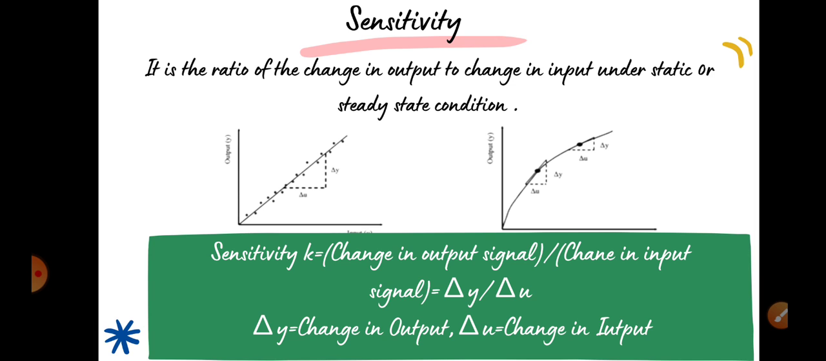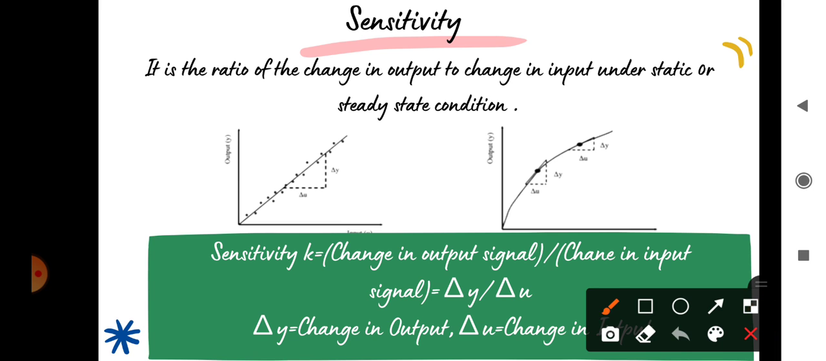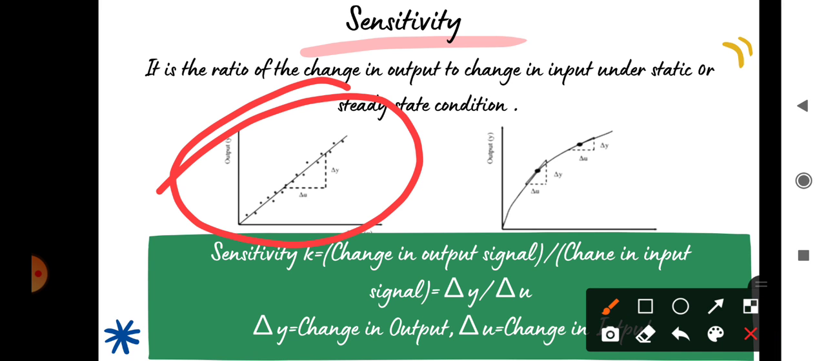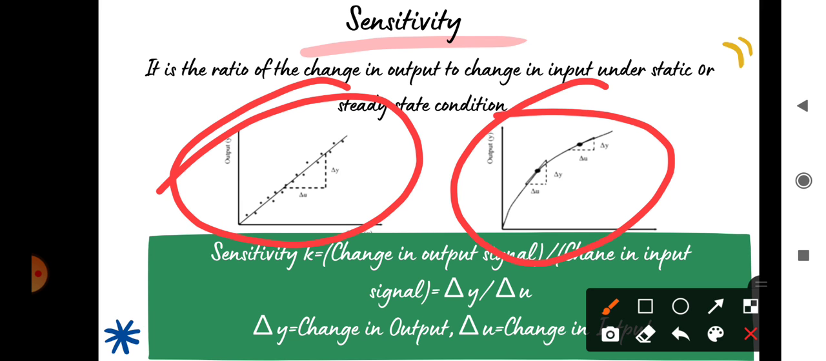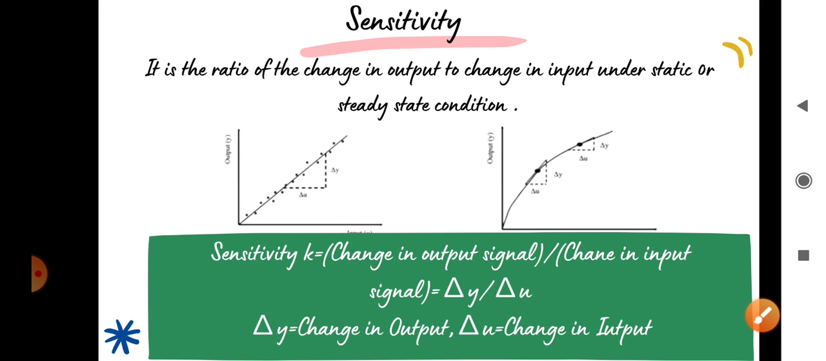Now sensitivity is the ratio of change in the output to change in input under static or steady state condition. Here in the first graph we can see there is a linear relationship between the input and output, and in the second graph there is a non-linear relationship between the input and output. In the first graph, with a linear relationship between input and output, the sensitivity is equal to the slope of the calibration graph and is constant.